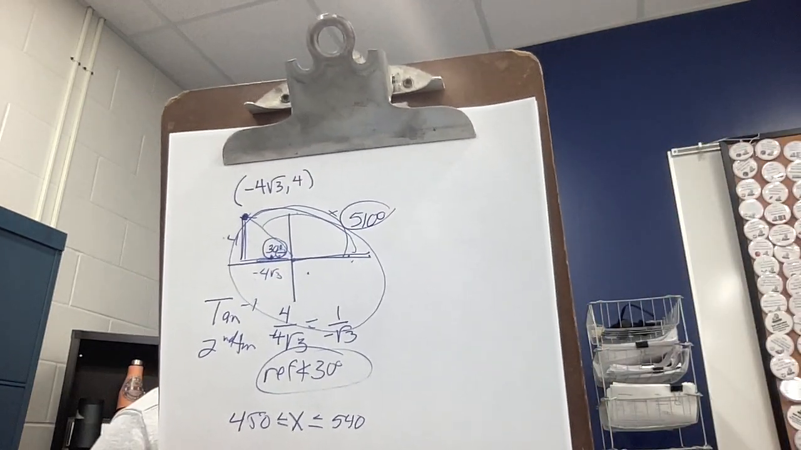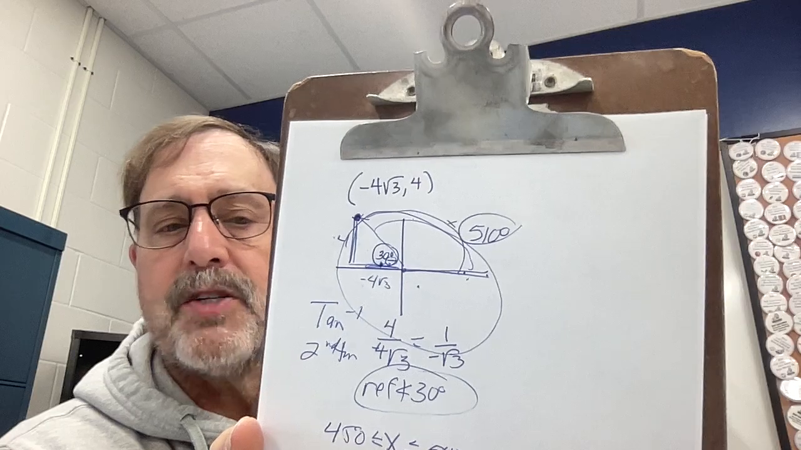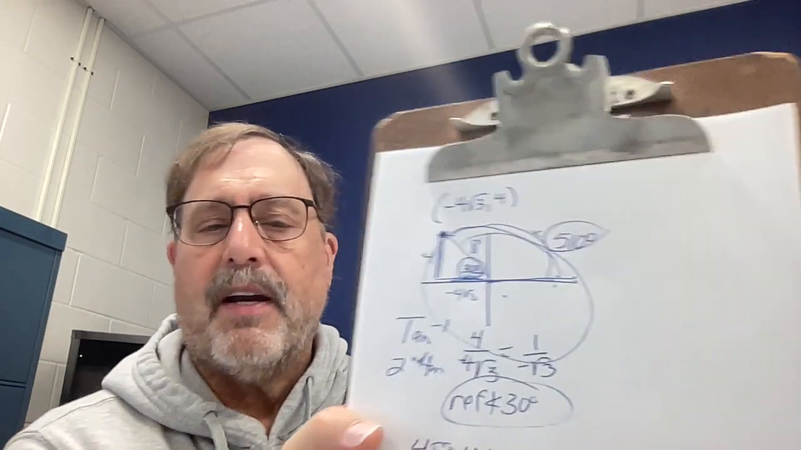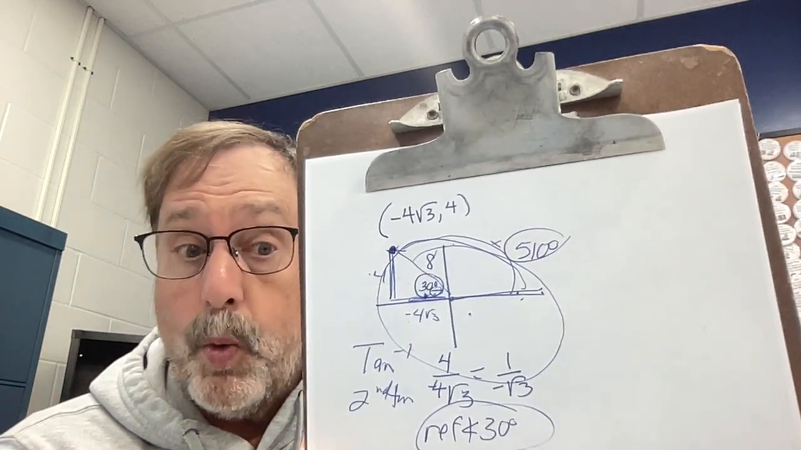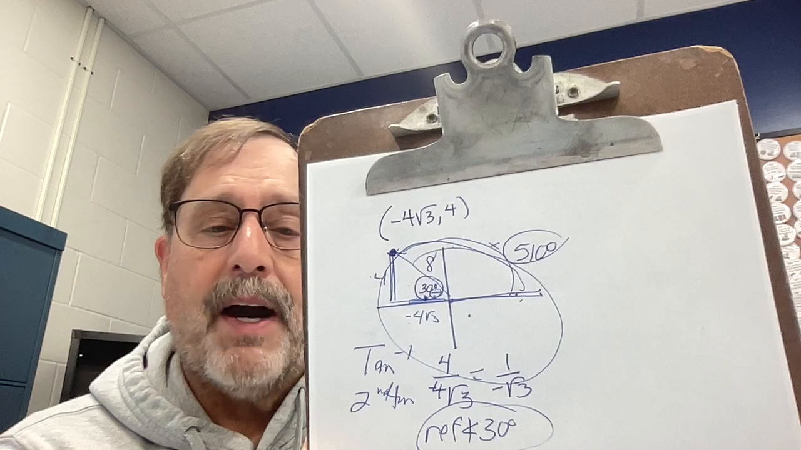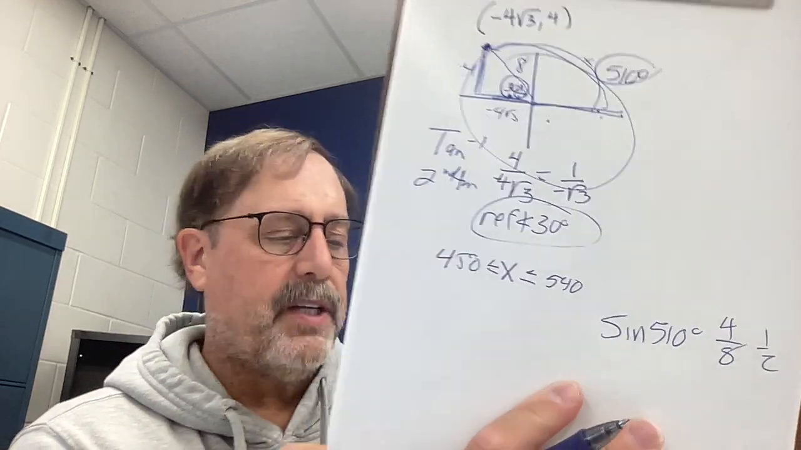Cool. If I then wanted to find the sine, for example, of that angle, I would now find the hypotenuse by doing a squared plus b squared equals c squared. It turns out that it is 8 using the Pythagorean theorem, or 30-60-90 triangles. And then my sine is going to be opposite over hypotenuse, so my sine of the whole angle, 510 degrees, is going to be 4 over 8, which is 1/2. Cool. So all those things.